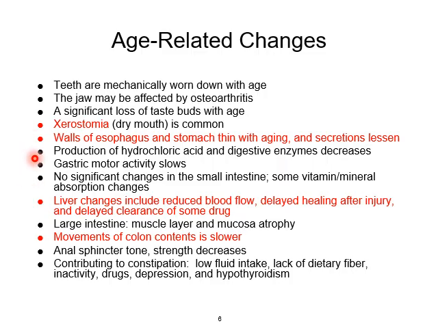And then the production of hydrochloric acid, which is in the stomach, and the digestive enzymes decreases. Gastric motor activity slows. No significant changes in the small intestine. The liver changes include reduced blood flow and delayed clearance of some drugs. In the large intestine, the muscle layer and mucosa atrophy. The movement of the colon contents is slower.